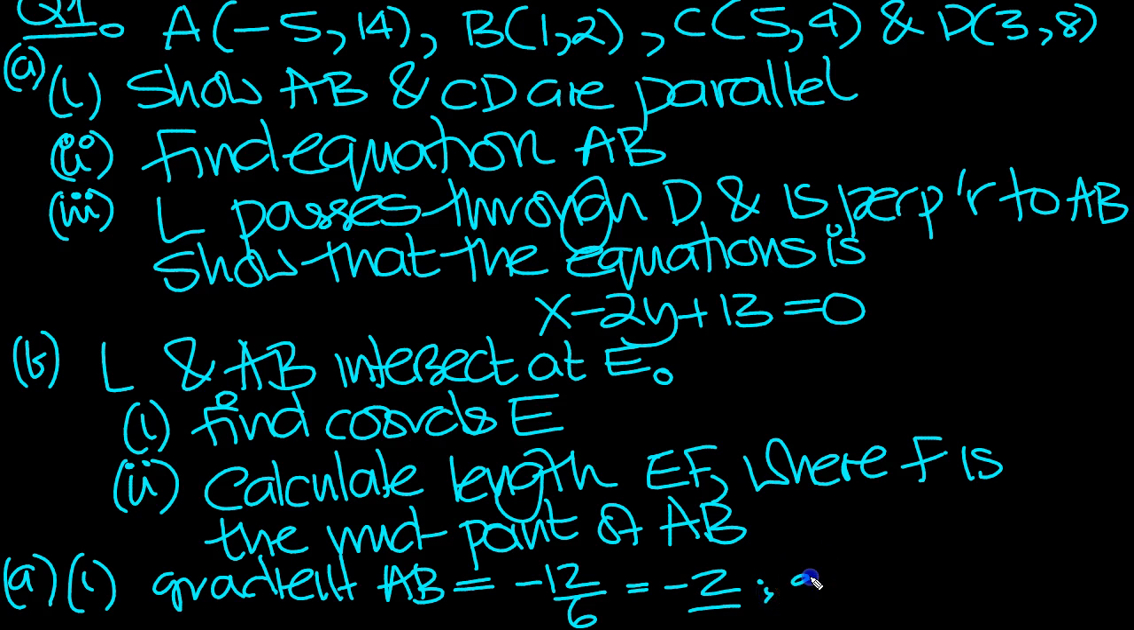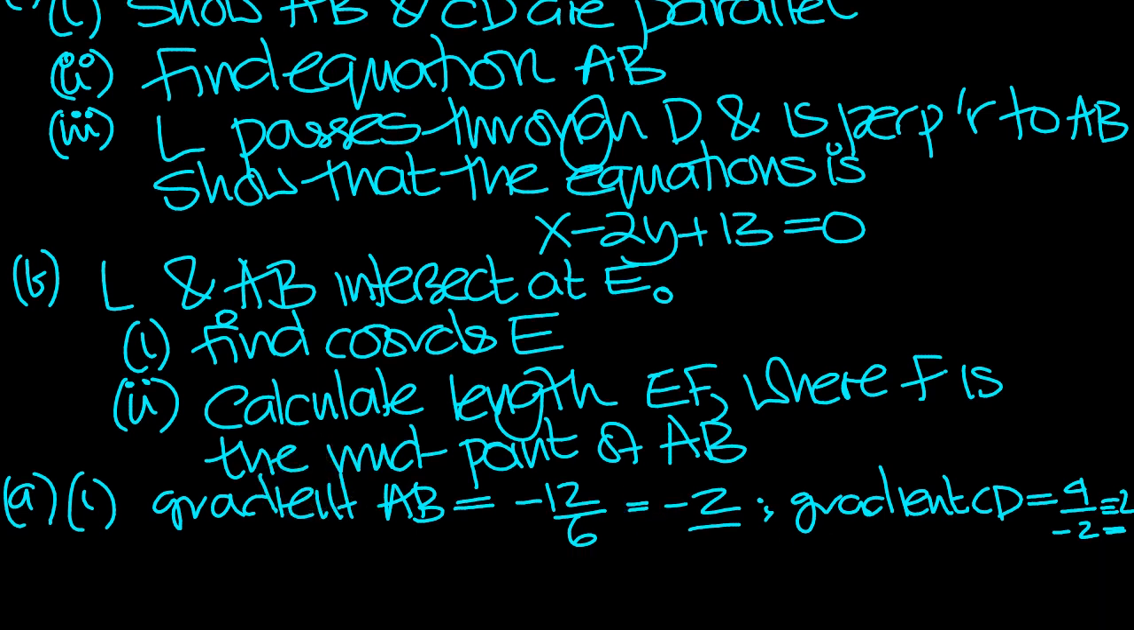And the gradient of CD then, let's see what that is, C to D, 8 minus 4 is 4, and then we've got 3 take away 5 is minus 2, so that also equals minus 2. Okay, so they are parallel, so the lines are parallel.